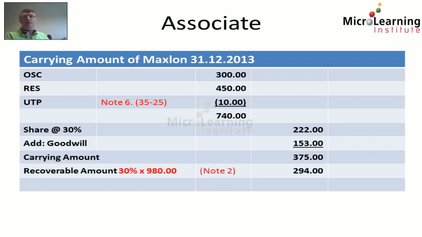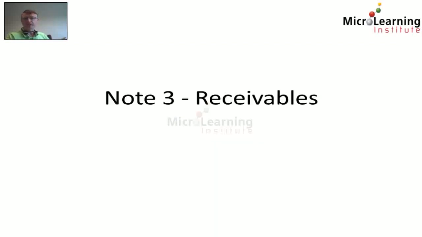However, we're told that the recoverable amount of Maxlon in its entirety is 980. So therefore the recoverable amount of our 30% share of it is 294. So if we're carrying it at 375 and the recoverable amount is 294, IAS 36 impairment tells us that we must recognize an impairment of 81 in respect to the associate.